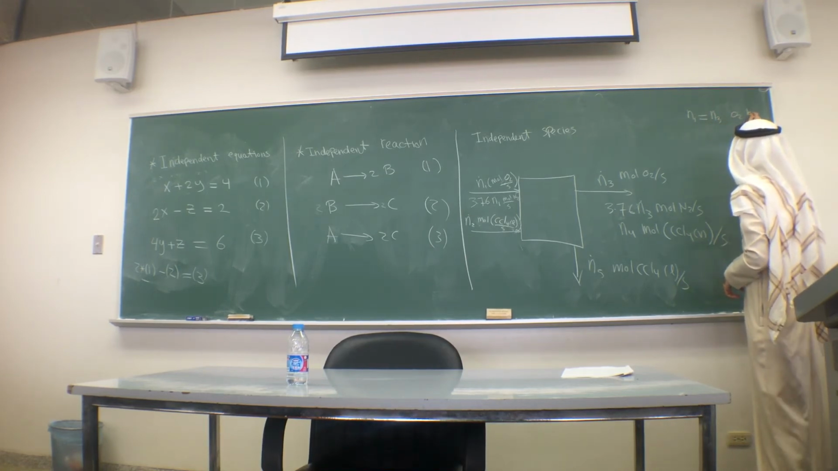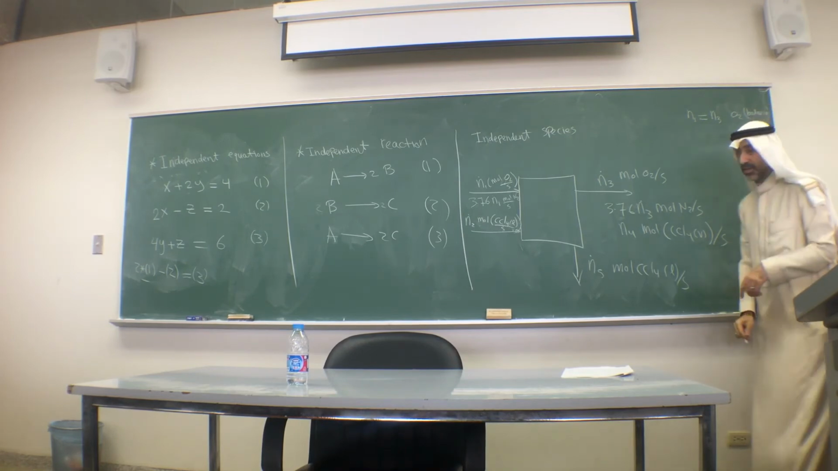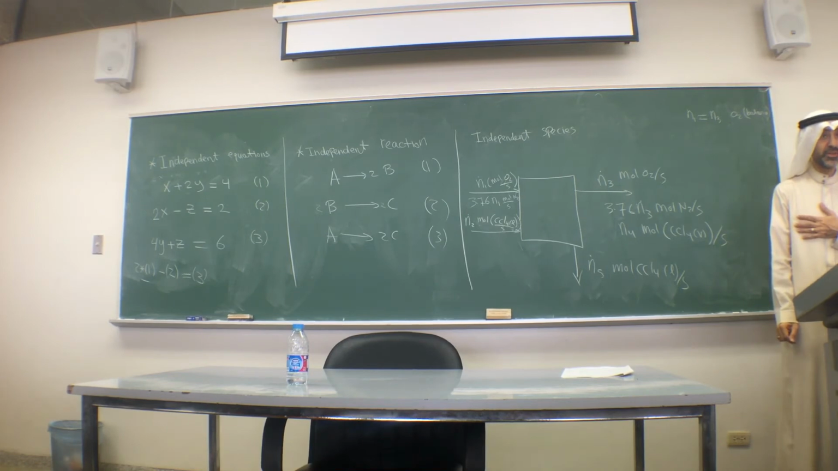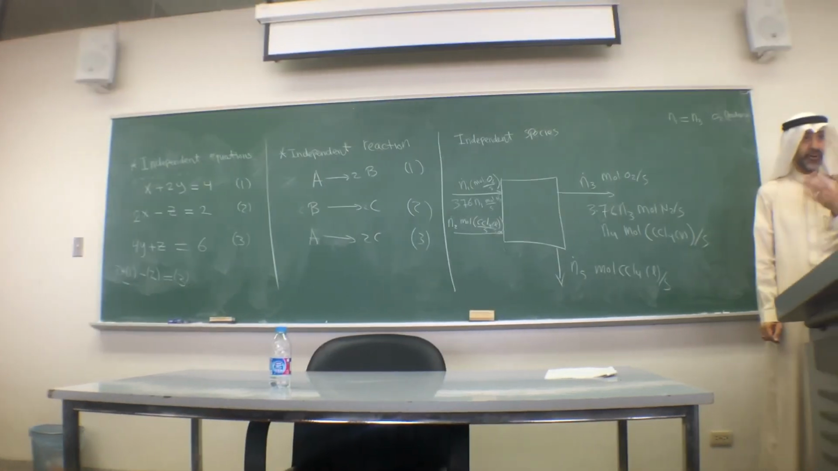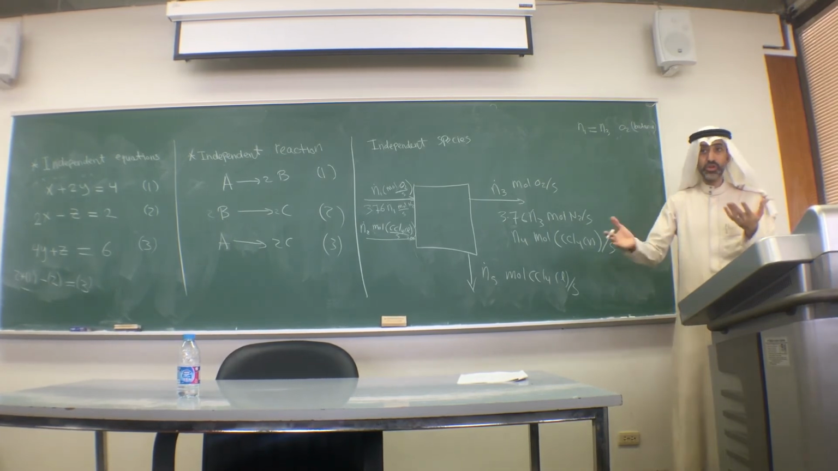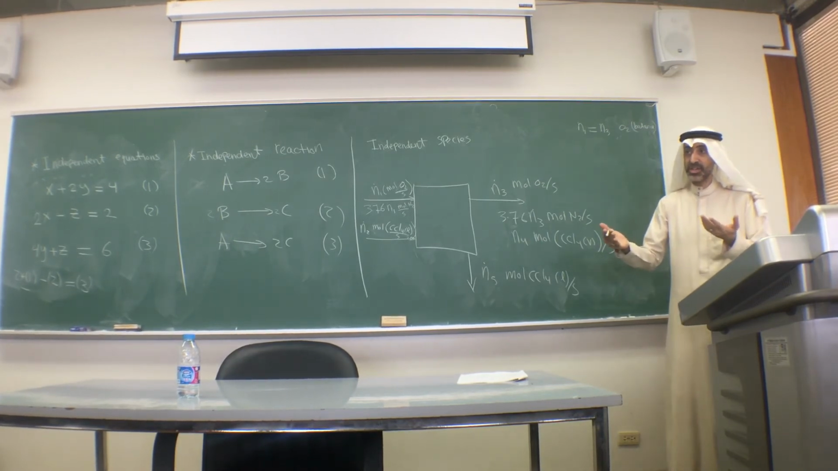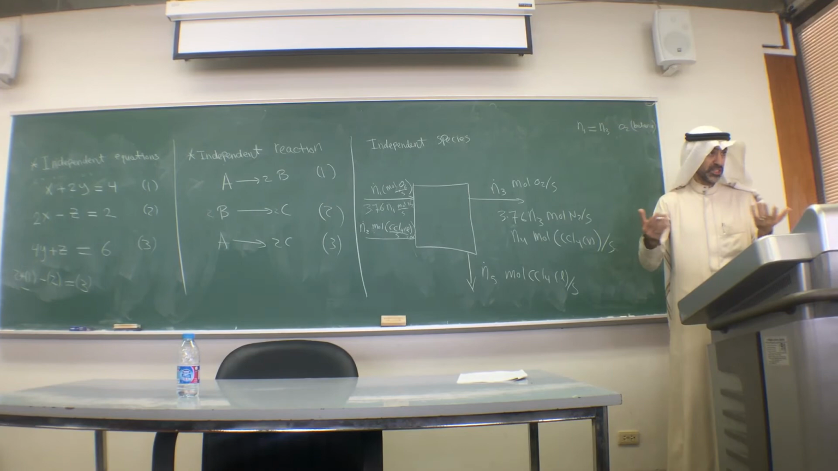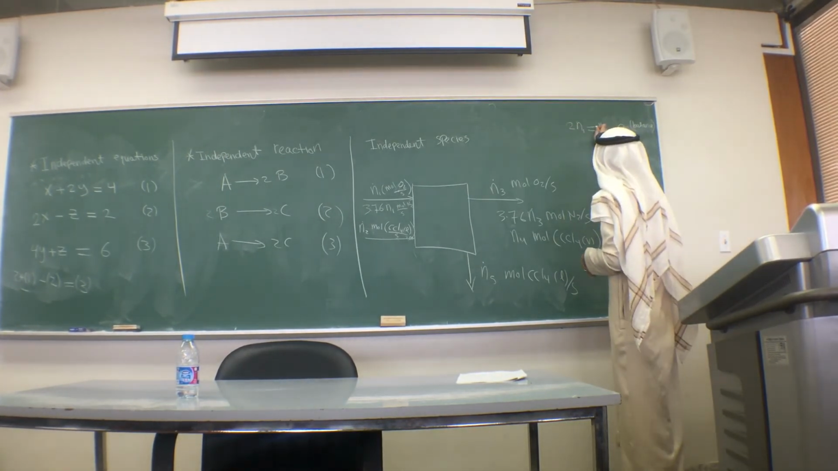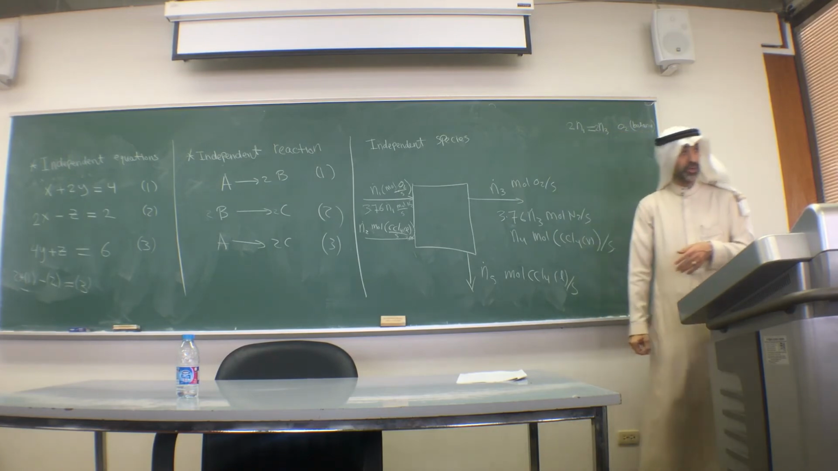This is the O2 balance. In a chemical reaction, the number of moles is not the same at input and output, so I will do an atomic balance. So 2 N1 equals 2 N3, which is the atomic balance.